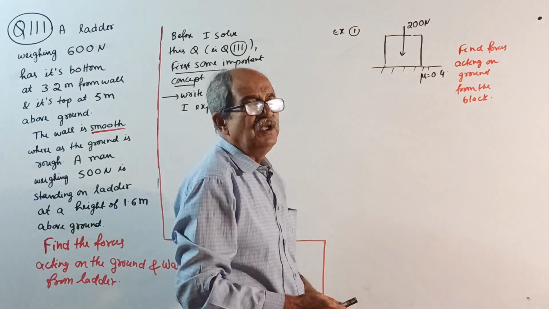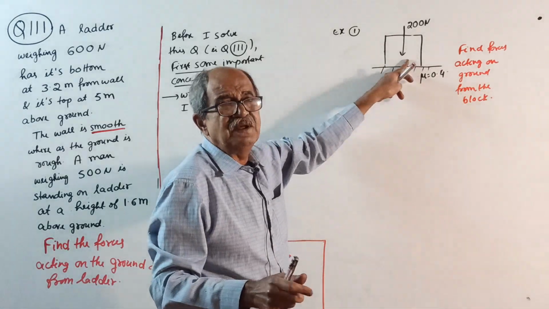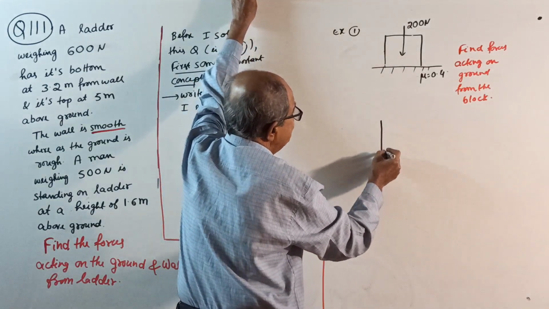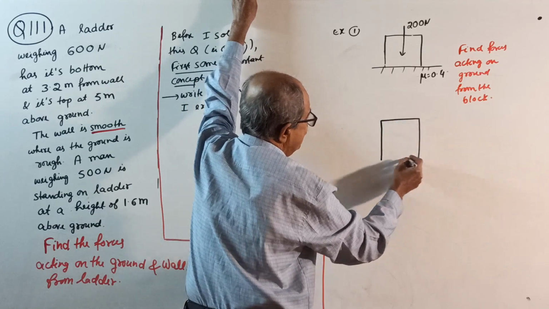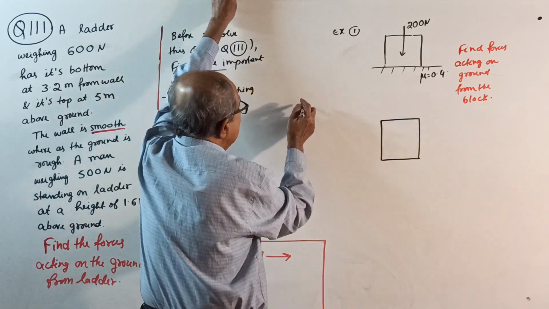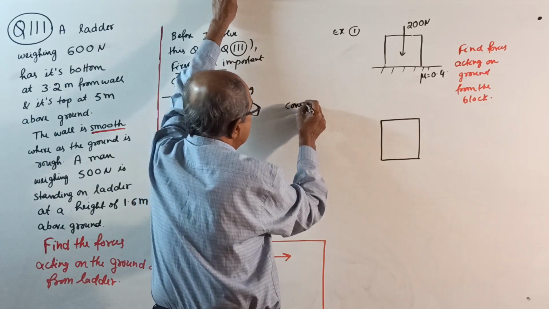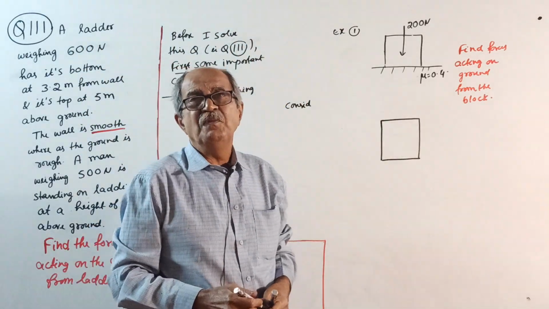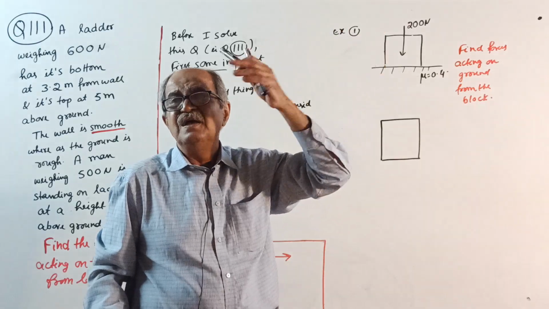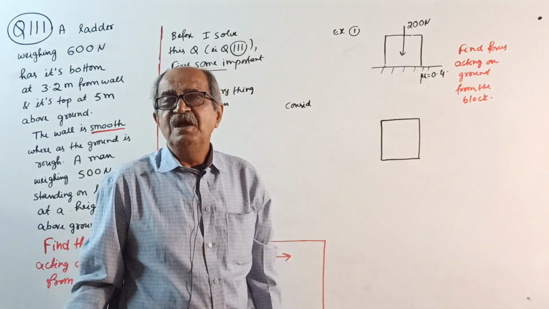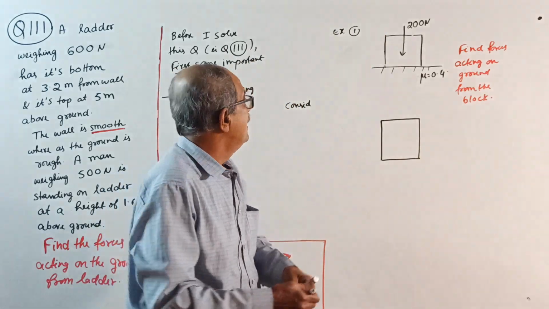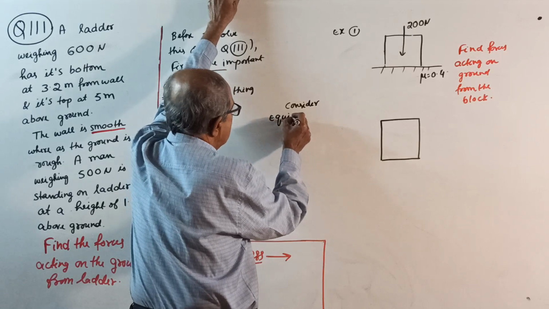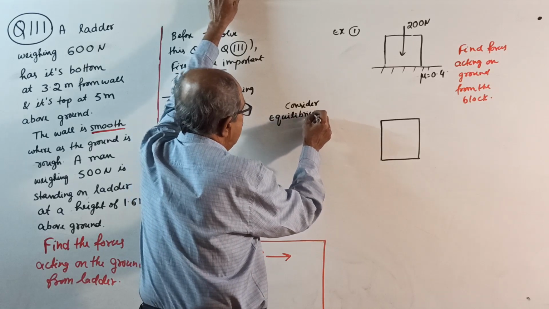What many people will do, see, this is a friction chapter. So do one thing. Now see the solution briefly. You consider equilibrium of the block. Write here, consider equilibrium of the block. In every question from the beginning up to now, you write consider equilibrium of the block, or in some inclined plane problem, or for the ladder, consider equilibrium of the ladder. That way.